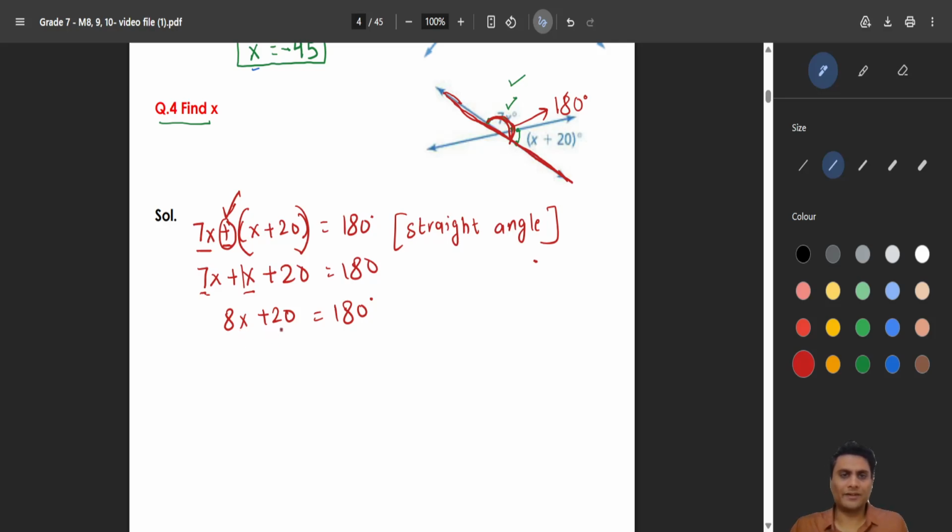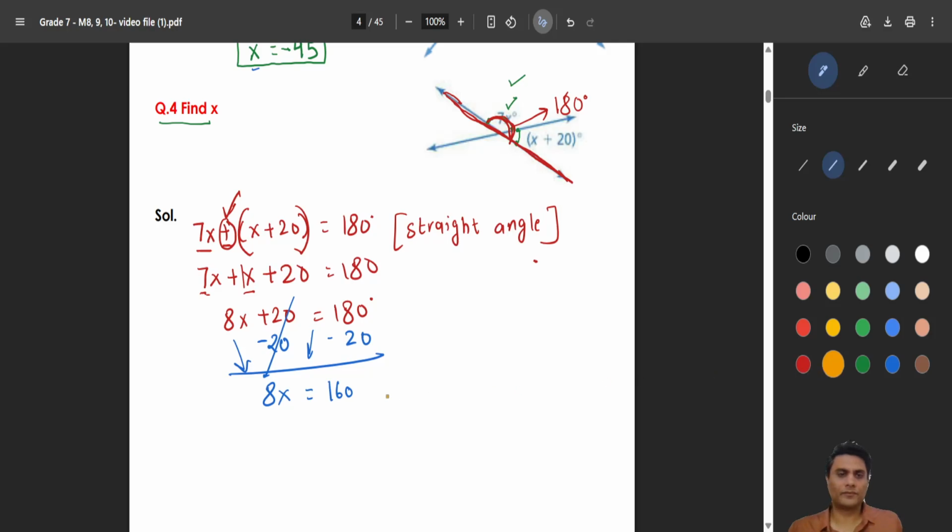To find the x, we have to remove 20 and we have to remove the 8. First, this is positive 20, correct? So for positive 20, I will take negative 20 on both the left and the right side. 20 and 20 is over. Now 8x is left. Bring down the 8x. Equal, put the equal. 180 minus 20, 160. Okay.